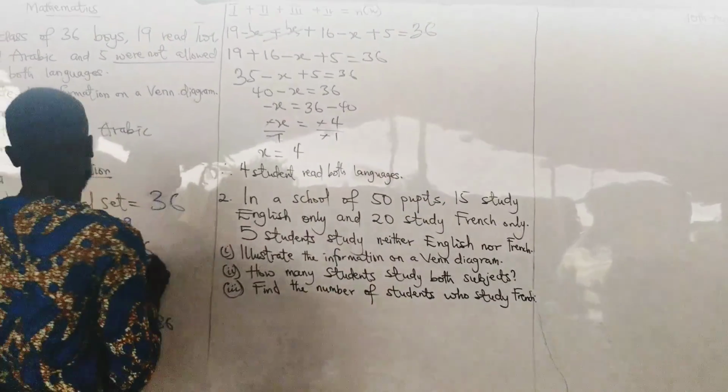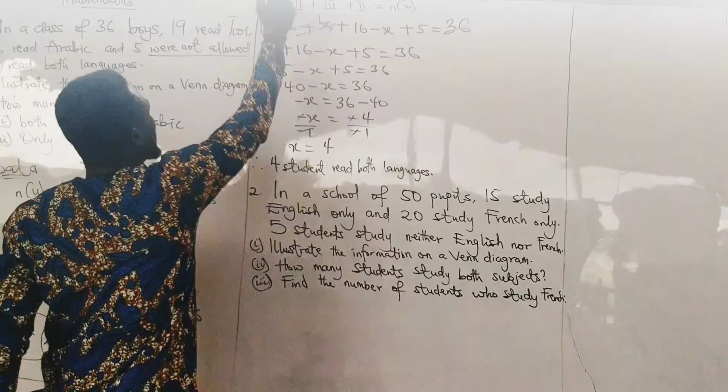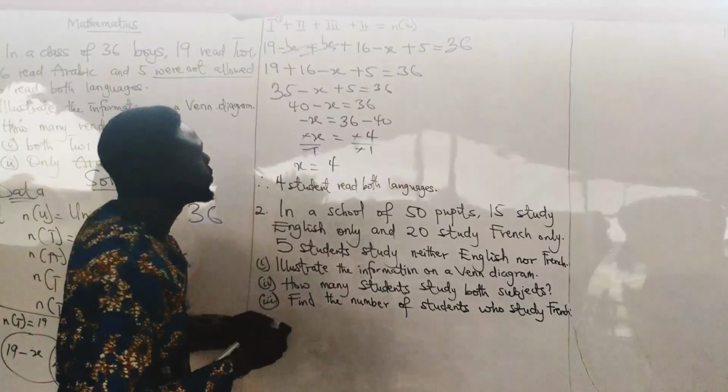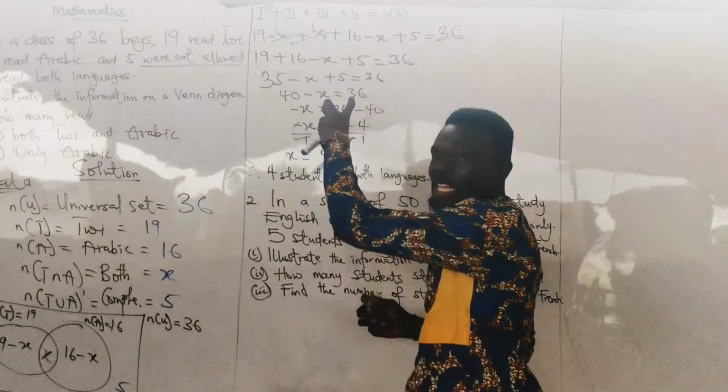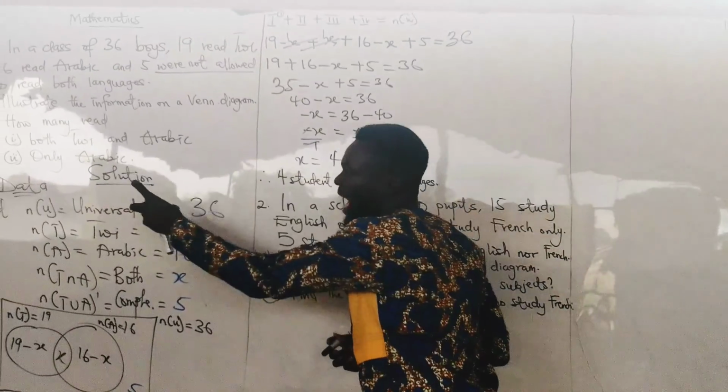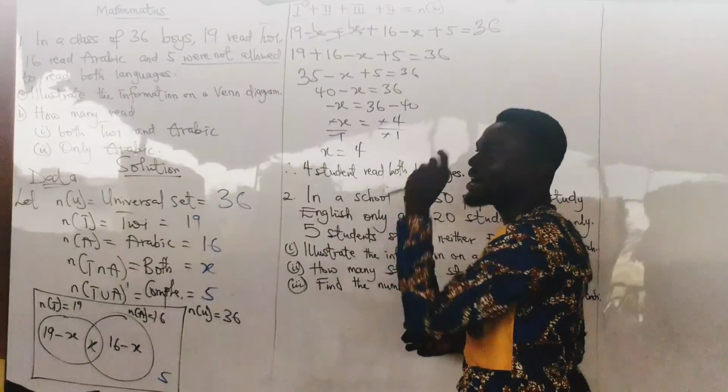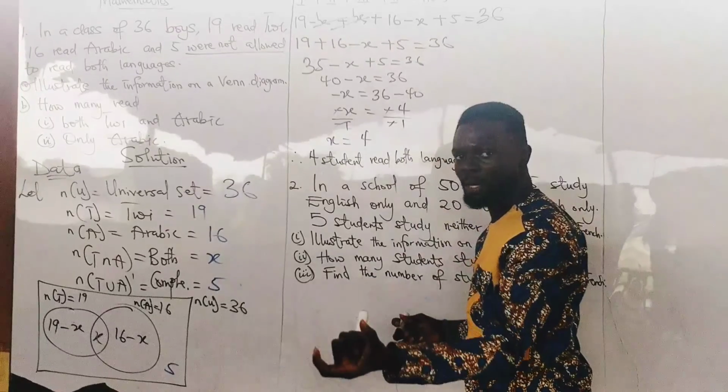And we are done with number B R. We didn't label it, sorry. So we are done with number B R. This is the answer for number B R: the number of students that read both Chi and Arabic.